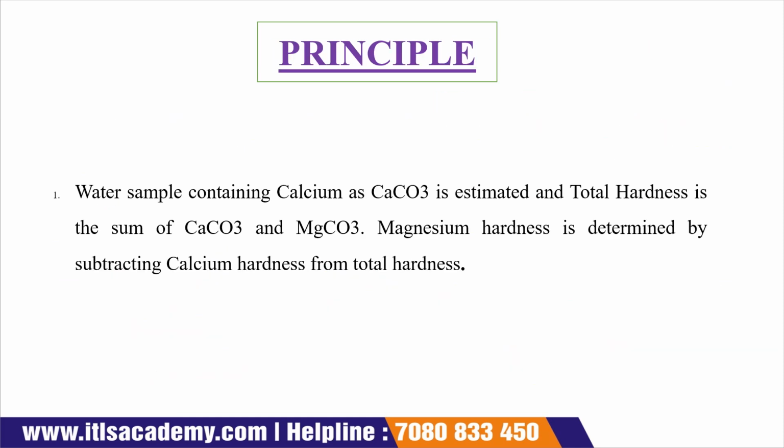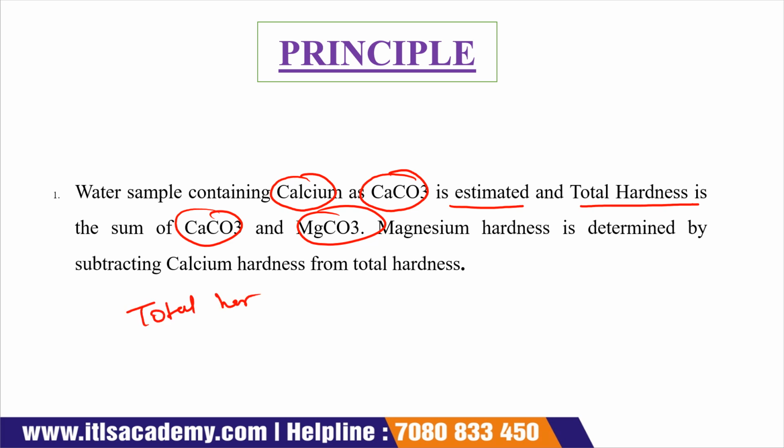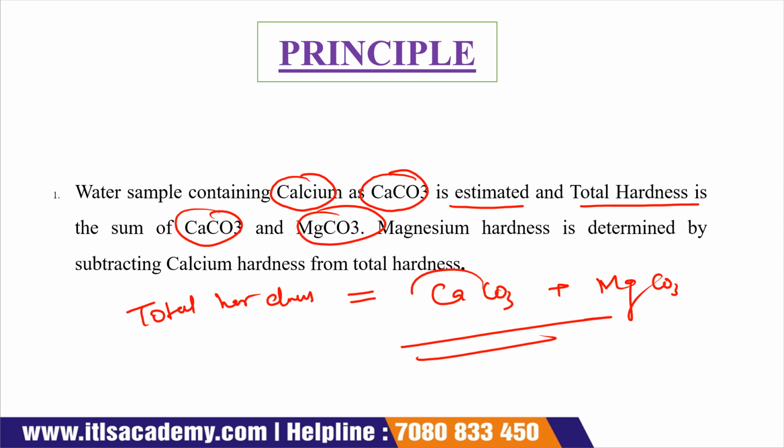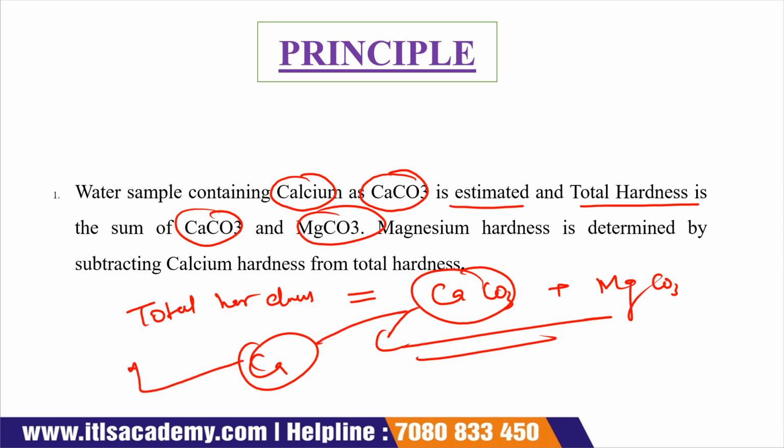Now the next is the principle of this experiment. In a water sample, calcium present as CaCO3 is estimated, and total hardness is the sum of CaCO3 and MgCO3. Total hardness is equal to CaCO3 plus MgCO3, because magnesium is also present in the water, and calcium present as CaCO3 also contributes to the total hardness.